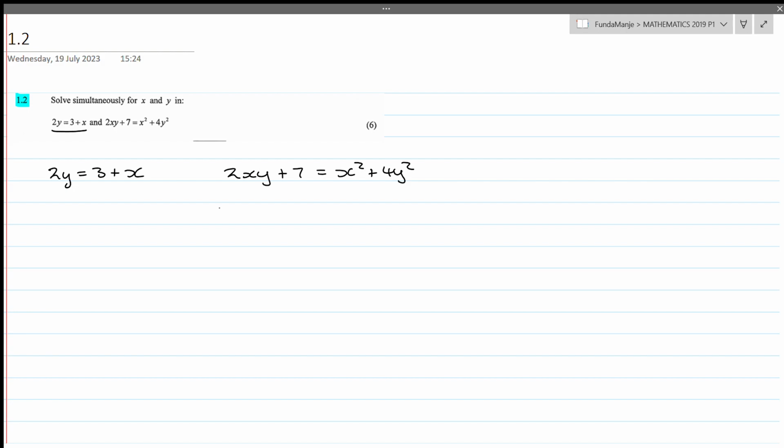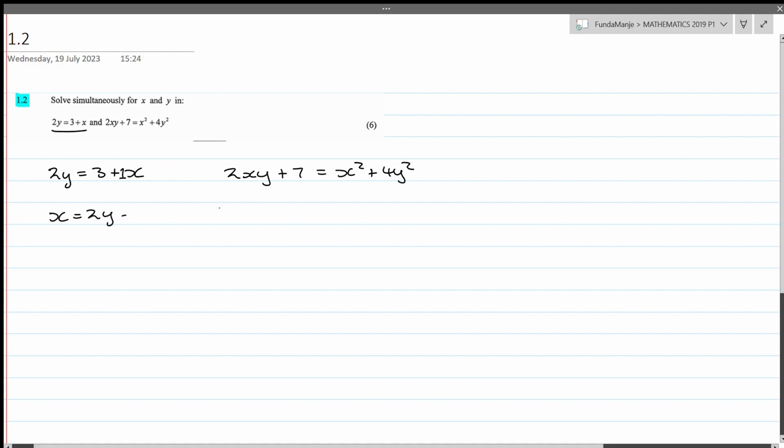So picking this equation, we make either x or y the subject of the formula, whichever one is easier. And the one that's usually the easiest is the one that has no coefficients, or that has a coefficient of 1. And in this case, you can see x only has a coefficient of 1 over here. So we can make this subject of the formula by moving the 3 to the other side. If we do that, then we're going to have x is equals to 2y minus 3.